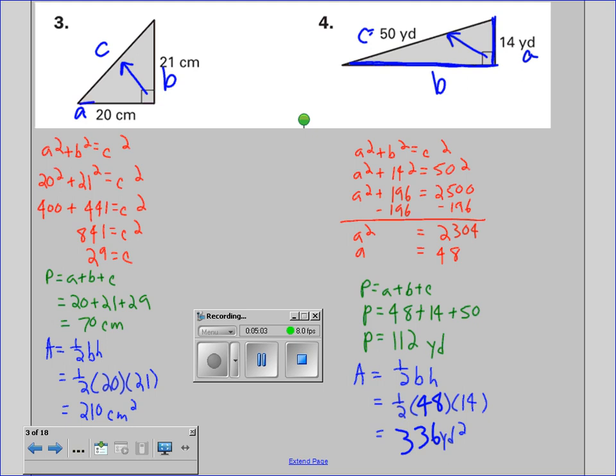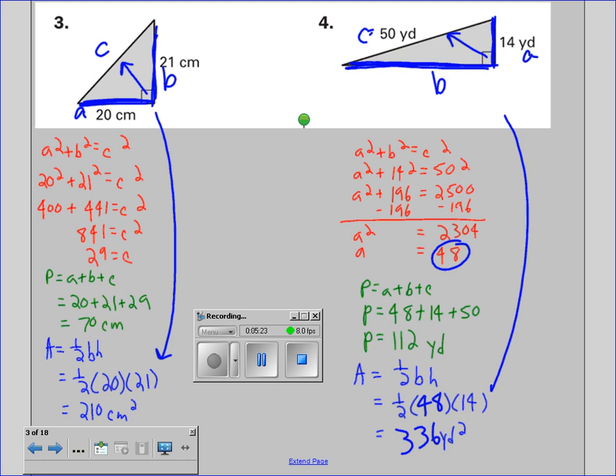Looking at the first one, our base is 20. Our height is 21. So that's where we get our 1/2 times 20 times 21. And our base here is B, which we solved to be 48. And our height here is 14. So it's 1/2 times 48 times 14 is where we get that one.